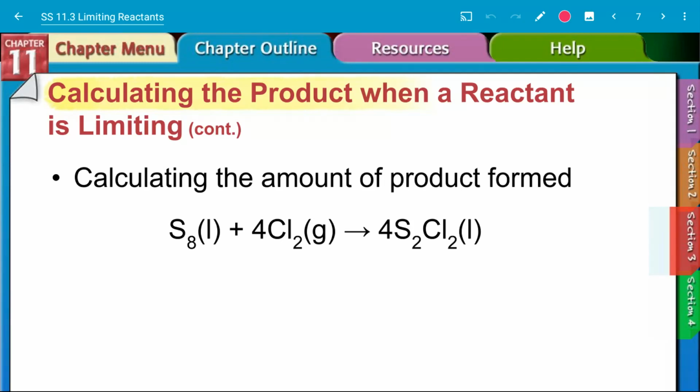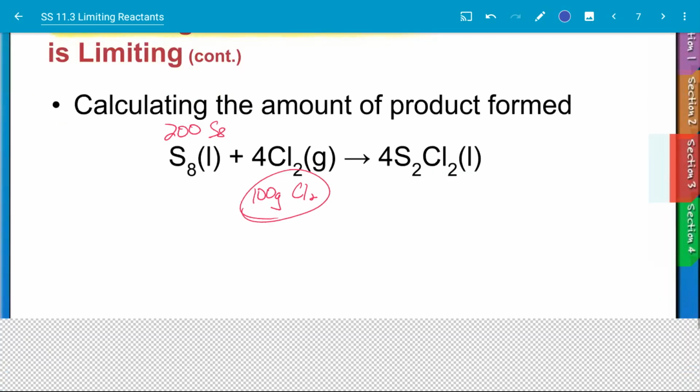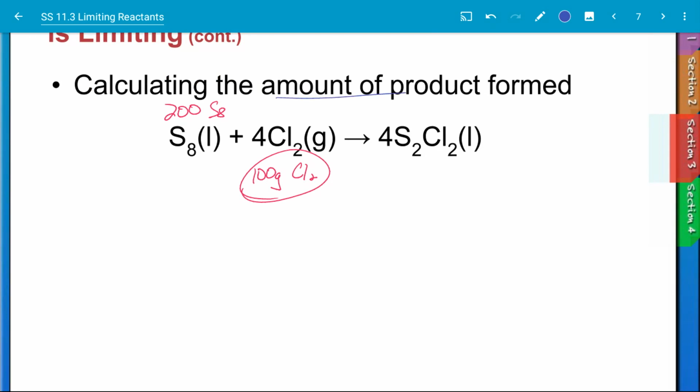Calculate the amount of product formed. Well, in this reaction, I'm going to use up all of my 100 grams of chlorine gas. I have 200 grams of S8, and I'll have some left over, but I'll use up all of my chlorine gas because that is my limiting reagent. So what I'm going to do is find out the amount of product formed.